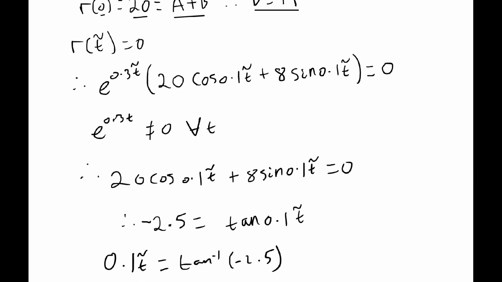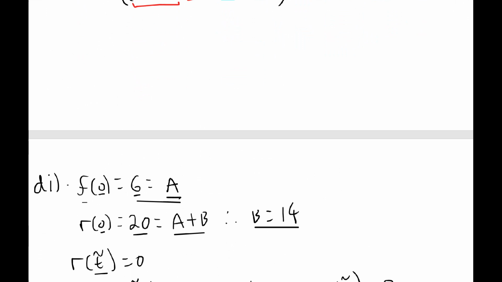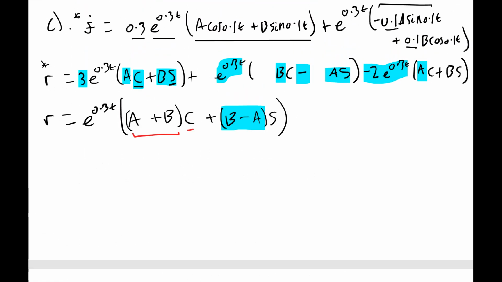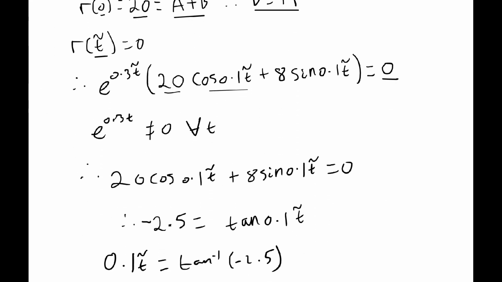What we want to do is work out when the rabbits are going to die out. So if I assume they die out at some time t tilde, I know that r of t tilde is going to be 0, because that's when the rabbits are at 0. So I've substituted 0 into the right-hand side of my expression for r. I get e to the 0.3t times 20 cos 0.1t, because a plus b is 20, then b take away a, 14 take away 6, is 8, and that's how I've got this 8 sine 0.1t.